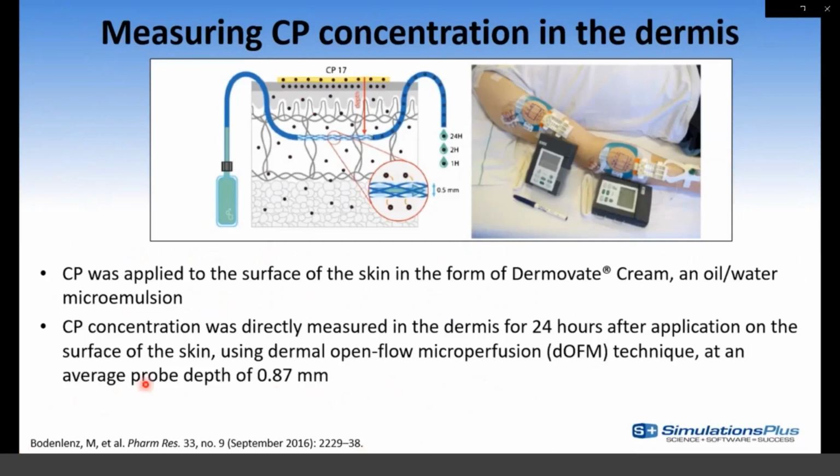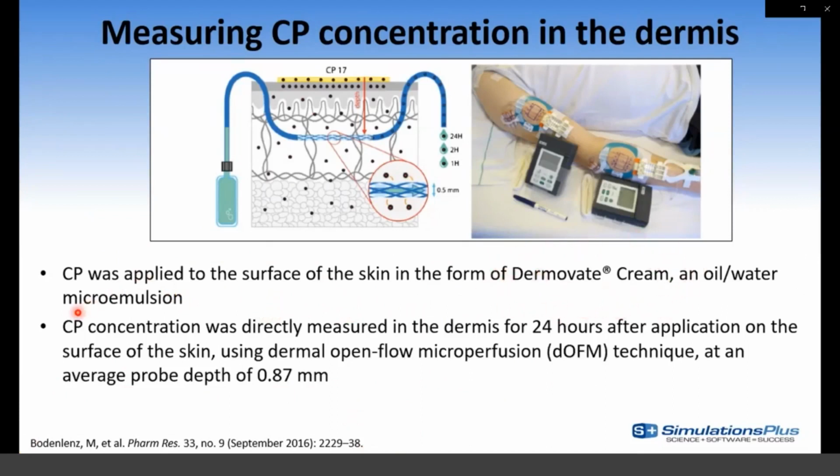So this is the study that we looked at. This was a paper published in 2016. I believe it came from Dr. Frank Sinner's lab. And in this case, the clobetasol was applied to the surface of the skin in the form of Dermovate cream, which is an oil-water microemulsion.